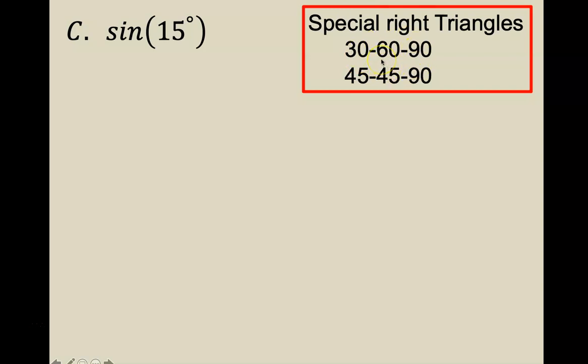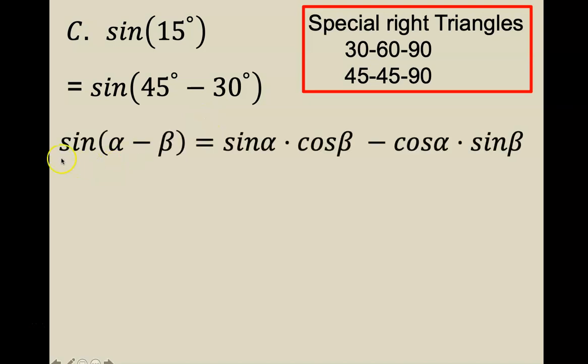So what do I do? Well, I'm going to use two angles that I have. I'm going to find a way to incorporate those special right angles. So I know I can write 15 as 45 minus 30. Then I'm going to use my identities. Remember we talked about sine alpha minus beta. Old Man Winter had a sine, cosine, cosine, sine, and then the sine keeps its sign. So if it's minus here, it's minus here.